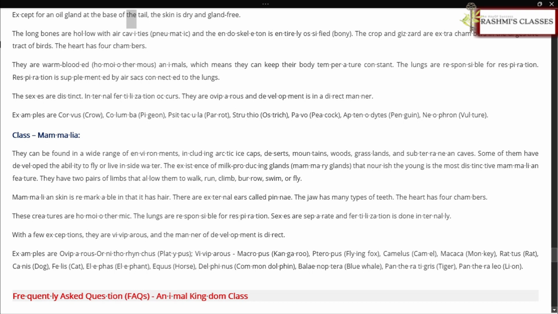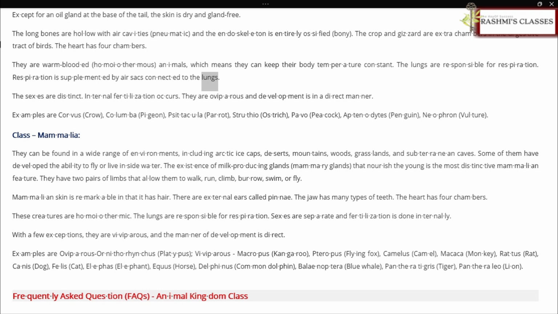The long bones are hollow with air cavities, pneumatic, and the endoskeleton is entirely ossified, bony. The crop and gizzard are extra chambers in the digestive tract of birds. The heart has four chambers. They are warm-blooded, homoiothermous, animals, which means they can keep their body temperature constant. The lungs are responsible for respiration. Respiration is supplemented by air sacs connected to the lungs.